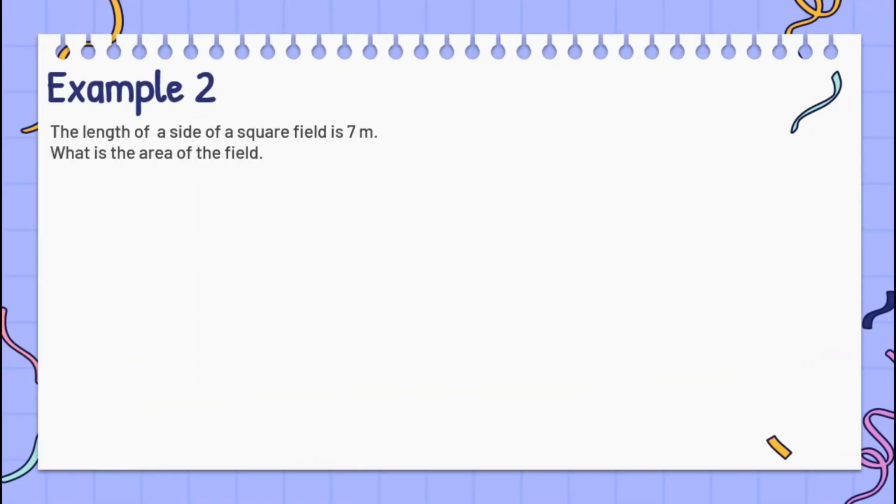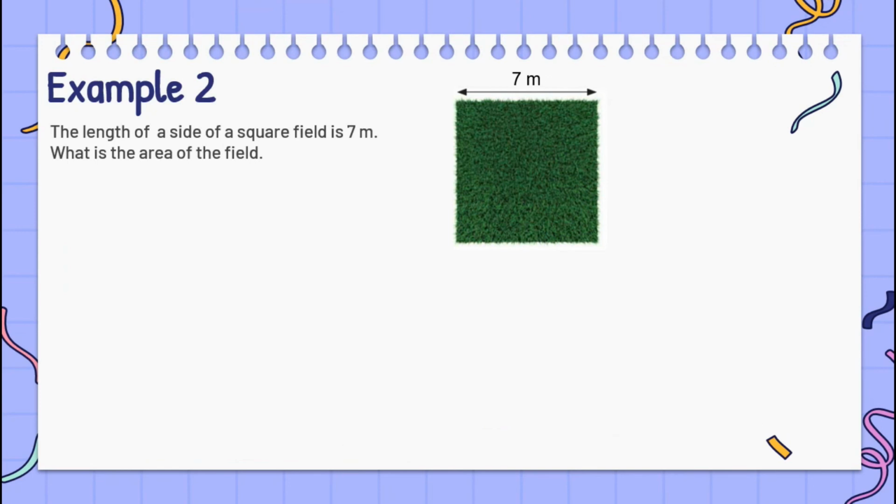Example 2. The length of a square field is 7 meter. Find the area. It is a square, so it has 4 equal sides. How to find the area? Length times length equals 49 square meters.